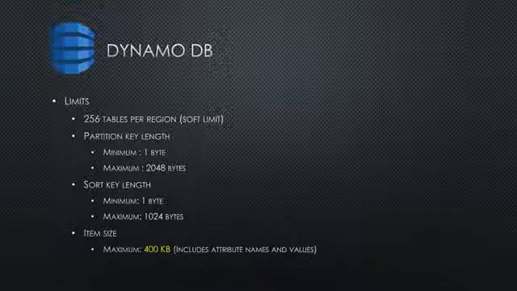Limits. So Dynamo limits. You can have 256 tables per region. Now this is a soft limit. This is one of those that you can contact Amazon and request more, and they will increase your limit. Your partition key length: the minimum is 1 byte, and the maximum is 2,048 bytes. Your sort key length: your minimum is 1 byte, and your maximum is 1024 bytes. Your item size. Now the max item size includes your attribute names and your values, so that entire item can only be 400 kilobytes.